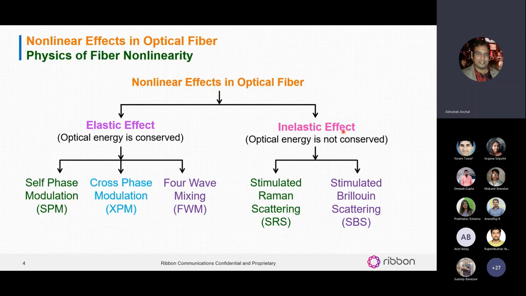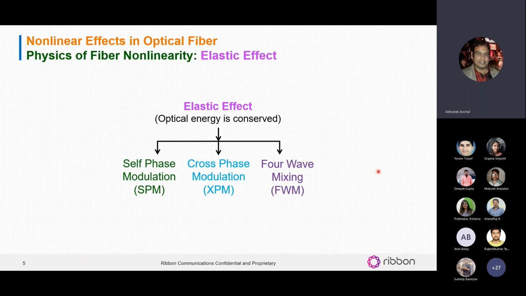And then there is inelastic effect, where the optical energy is not conserved. Mainly they are SRS and SBS, the Raman effect and the Brillouin effect. The Raman effect does affect us a lot, especially in our C plus L band system. And the Brillouin effect, we are still studying. It might occur more in longer transmission distances, especially when we talk about 4,000 kilometers and so on, where this effect will be very high. So let's start with the elastic effect first.